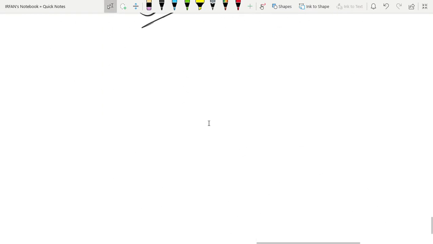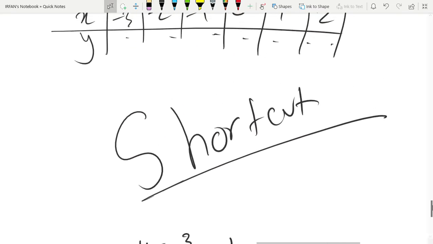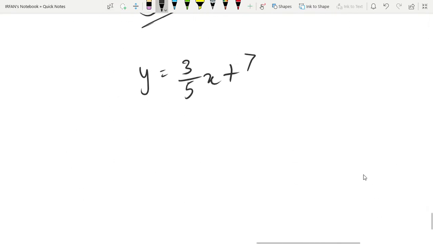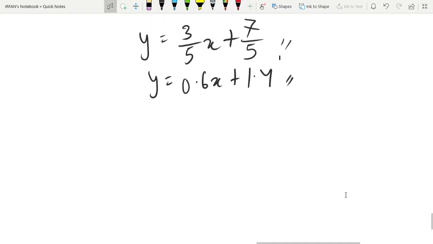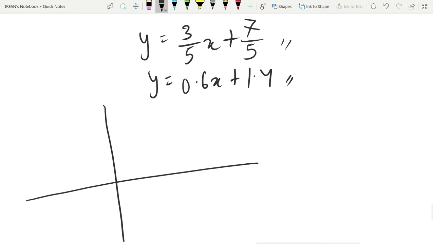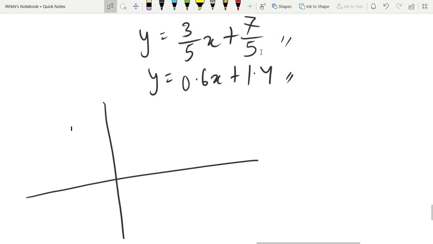Okay, let's check. We have our equation, y equals 3 by 5 x plus 7 by 5. Now what are we going to do? Let me simplify it more. Instead of 3 by 5, I can write 0.6x plus 1.4. Simplified method, same thing. How are you going to draw the graph? Since we know our y-intercept, what is that? The y-intercept is 1.4, or 7 by 5.